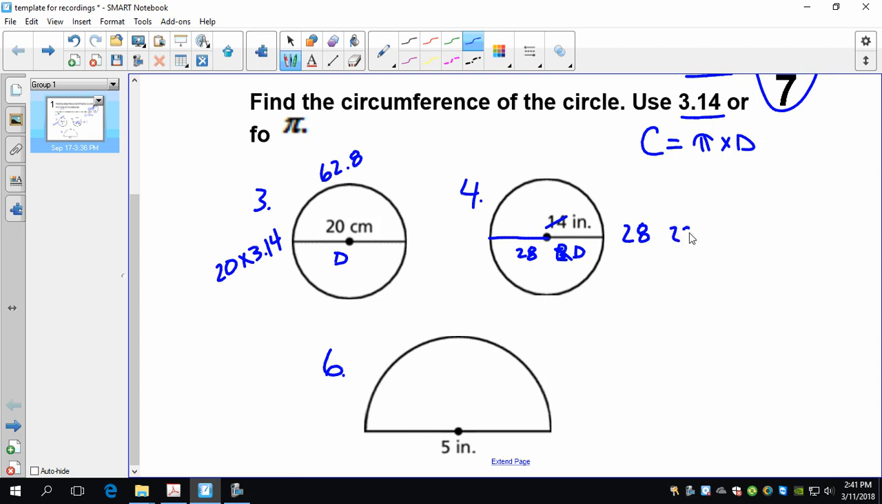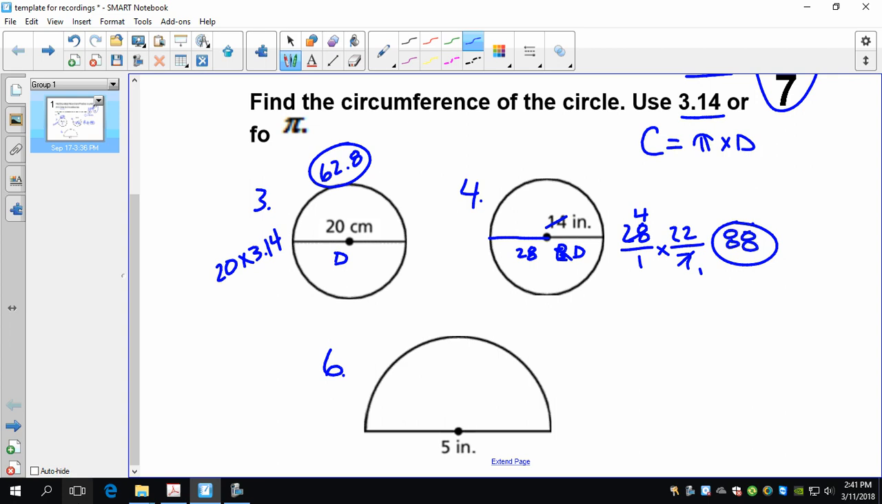Now, just to show you what we could do if we did 22 over 7, we would simply take 28 over 1 times 22 over 7. 7 goes into 28 4 times. 4 times 22 would be 88. So it would be very, very close to 88. If I did it with my calculator, it would be 28 times 3.14, and it would be 87.92. So you could have 88 or 87.92 for that one. And then finally for number 6, we have a semicircle.